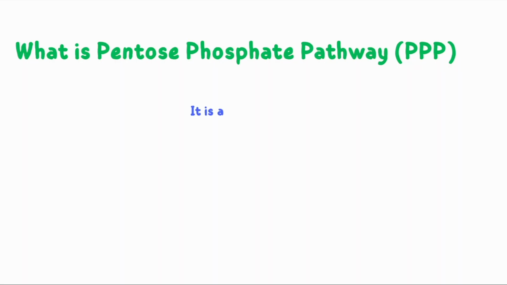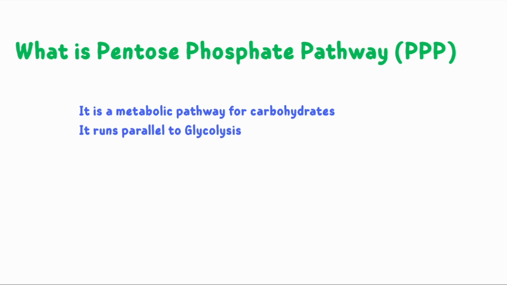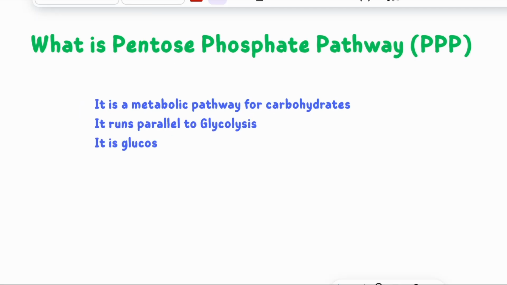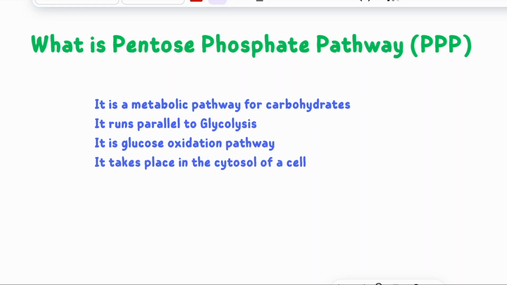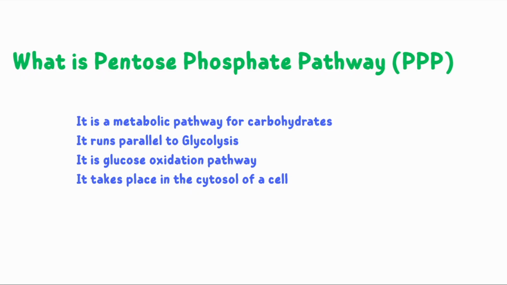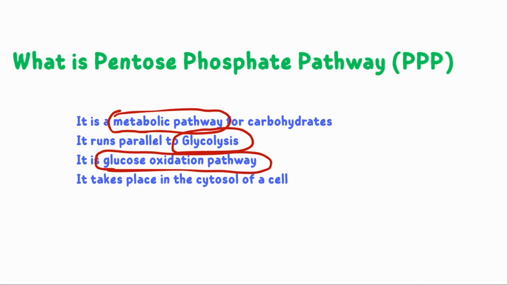A pentose phosphate pathway is a metabolic pathway for carbohydrate. It runs parallel to the glycolysis. It is a glucose oxidation pathway and it takes place in the cytosol of a cell. So from this definition we can see there are three main terms which are very important to describe. These are metabolic pathways, second important term is glycolysis, and the third important term is glucose oxidation pathway.